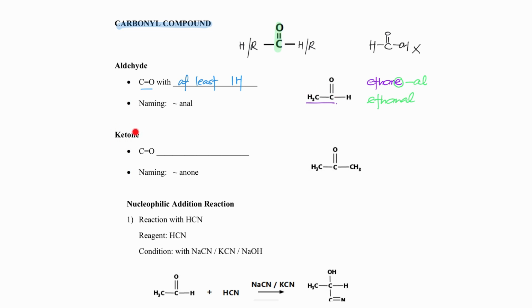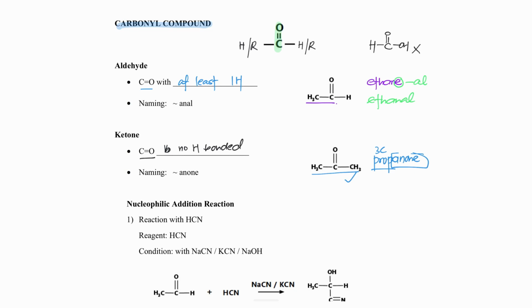So next, we have ketone. So ketone is actually C double bond O that is bonded to no H. So there will be no H bonded to it. So we have an example where this C double bond O is bonded to 2 R. So the naming of ketone ends with A-N-O-N-E. So here we have this as an example. We have 3 carbons in this ketone, and we will name it as propanone. So we have the prefix prop for 3 carbons in the longest carbon chain, and the name ends with A-N-O-N-E. So we have propanone here.